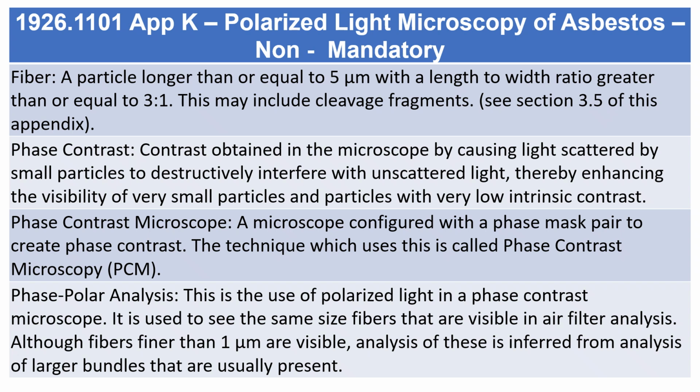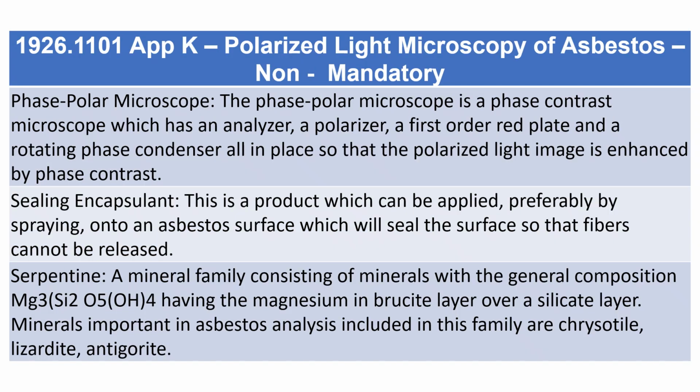Phase polar analysis: this is the use of polarized light in a phase contrast microscope. It is used to see the same size fibers that are visible in air filter analysis. Although fibers finer than 1 μm are visible, analysis of these is inferred from analysis of larger bundles that are usually present. Phase polar microscope: the phase polar microscope is a phase contrast microscope which has an analyzer, a polarizer, a first-order red plate, and a rotating phase condenser all in place so that the polarized light image is enhanced by phase contrast.